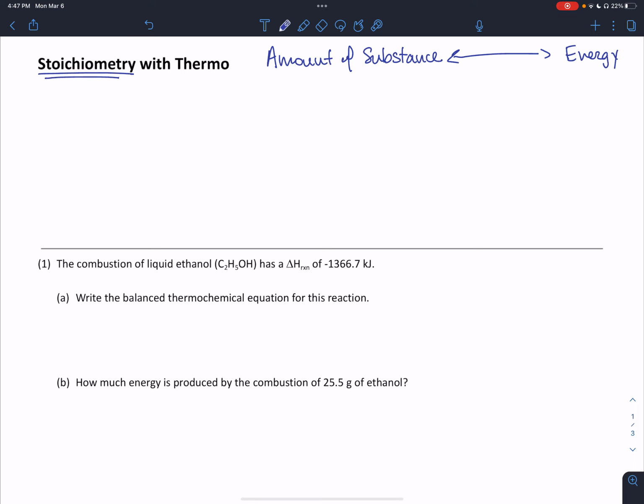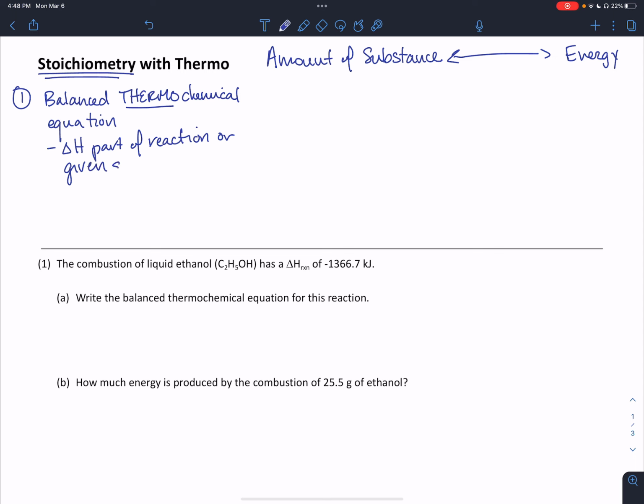All right, now because this is stoichiometry, there are a couple things we need before we can run the problem. First, as always, you need a balanced thermochemical equation. And that thermo part means that you need to know delta H. It's either part of the reaction or given separately. What do I mean by that? Well, maybe the problem says this reacts with this and produces this, this, and energy, and so that energy would be delta H. Or maybe the problem says this plus this reacts and produces this plus this. The delta H of this reaction is this value. And then that would give it to you separately. So you could see it either way in these problems.